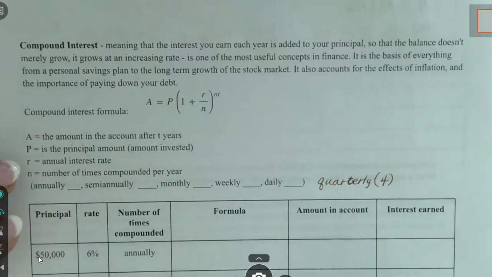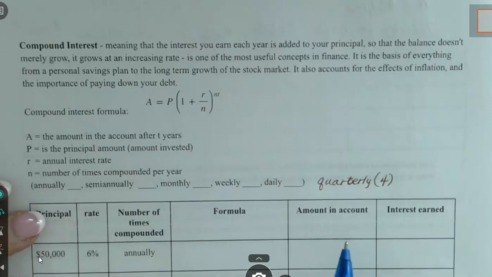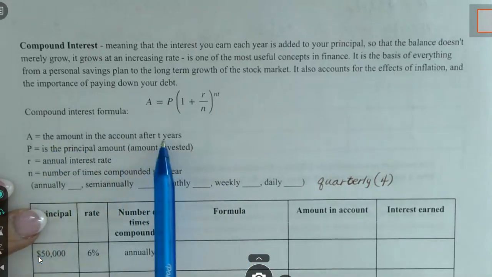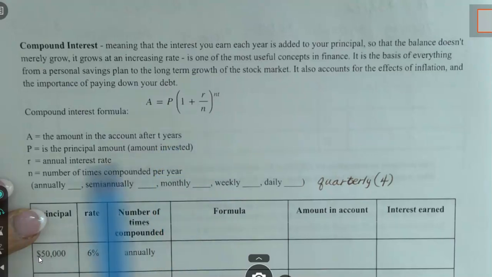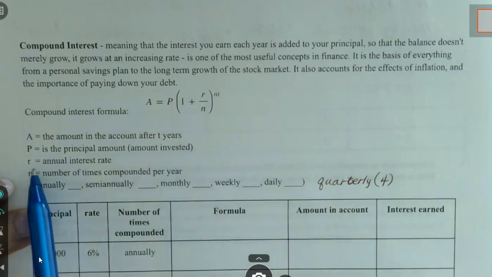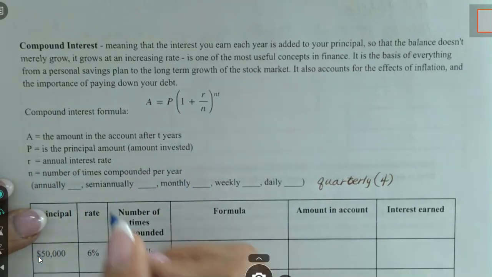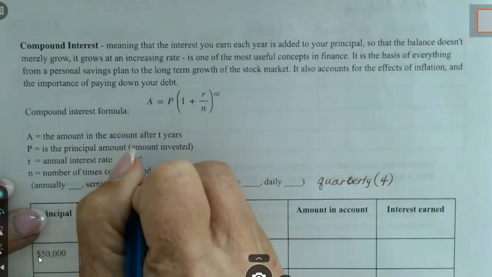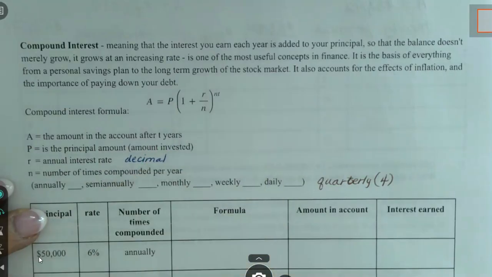Again, a lot of personal savings plans, or the stock market, any of that kind of stuff, is usually on a compound interest formula. So let's talk about what the symbols and letters mean in the formula. A is going to be the amount you're going to have in your account after T years. P is the principal amount, or how much you're going to invest. R is your annual interest rate. And again, when you put that into your formula, be sure you put it in as a decimal value.